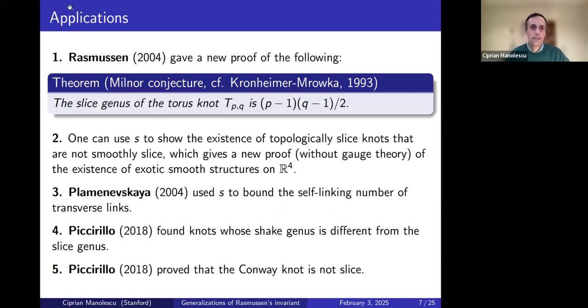Okay, so here are some applications of this idea. Rasmussen gave the first topological applications of Khovanov homology. He reproved the Milnor conjecture, which was originally due to Kronheimer and Mrówka, saying what the slice genus of torus knots is. It's given by this formula.